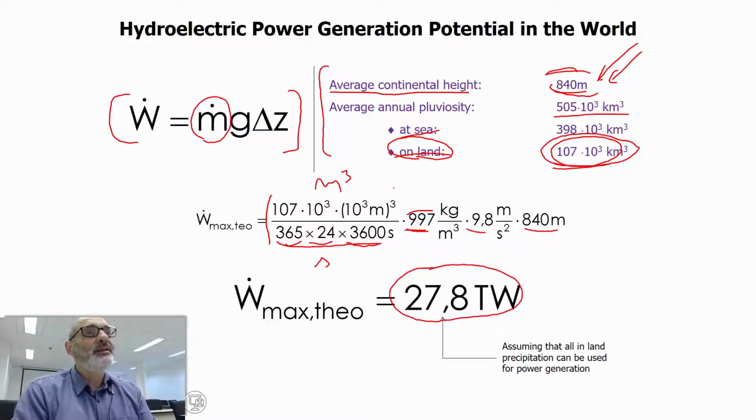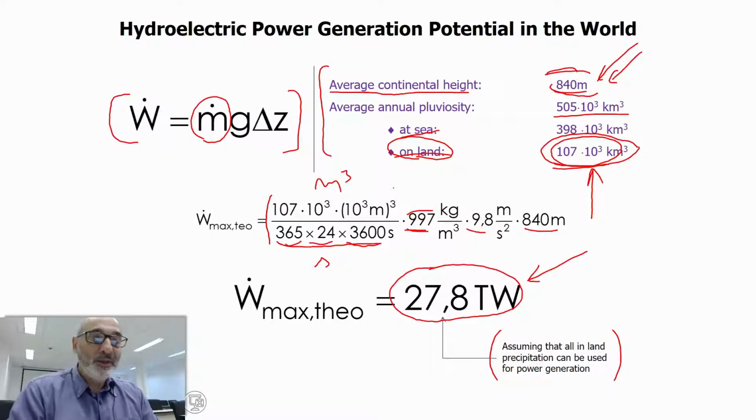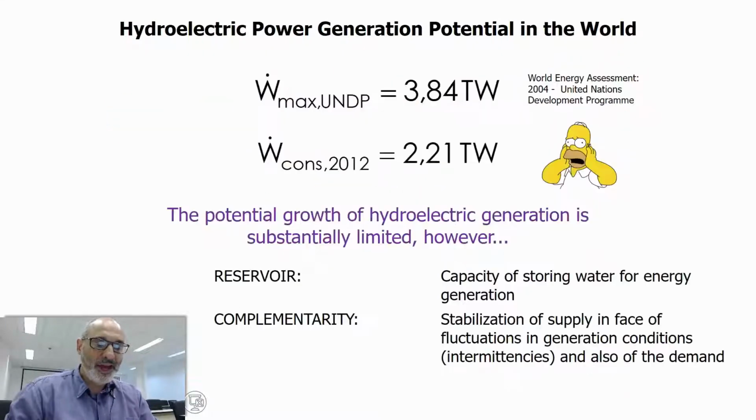27.8 terawatts. This is a very optimistic number, because it considers that all precipitation inland could be used for power generation. And we know that's not the case, because most of the water that falls is absorbed by the soil, goes to the water tables and so on. Just a fraction of this number can be used for generation, but no problem. The idea is just to have an assessment. Let's compare this number that we obtained from these very simple calculations with actual numbers.